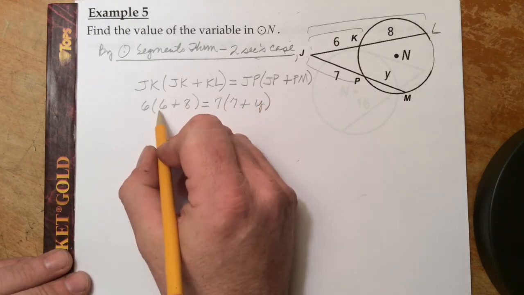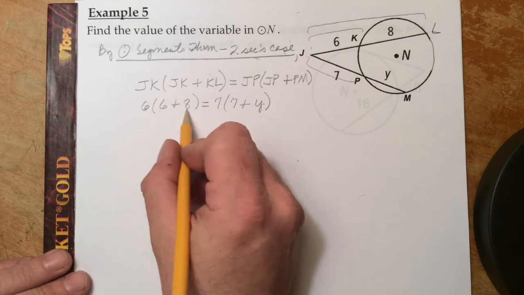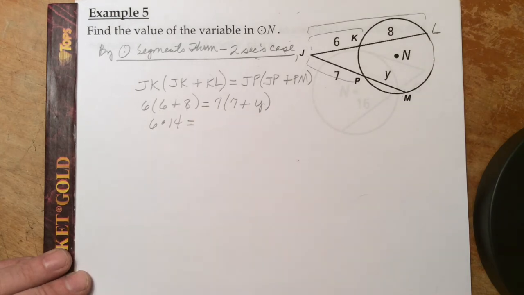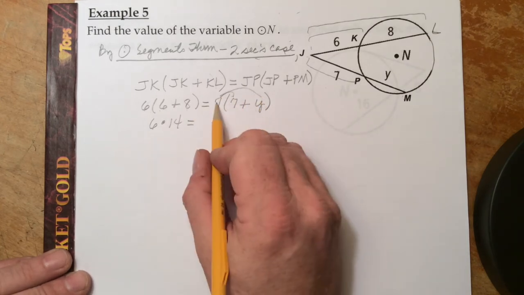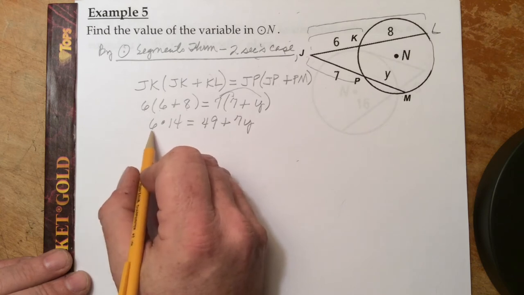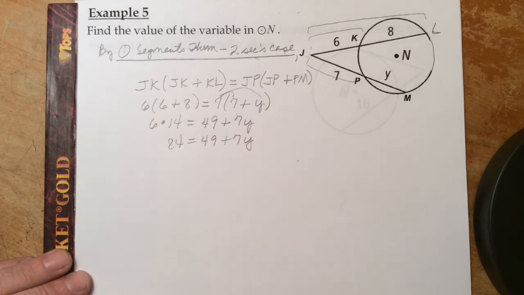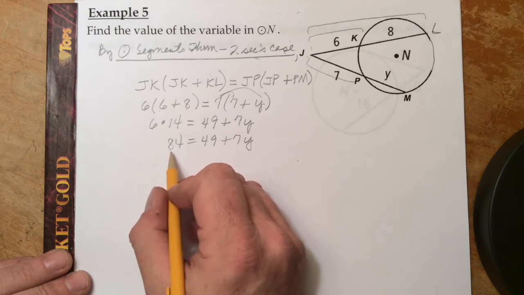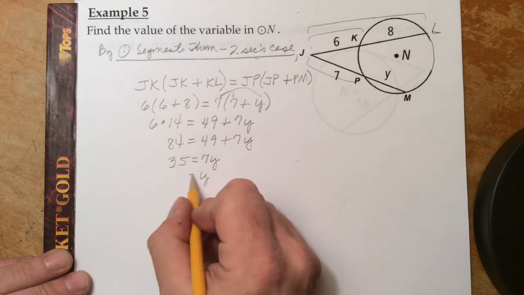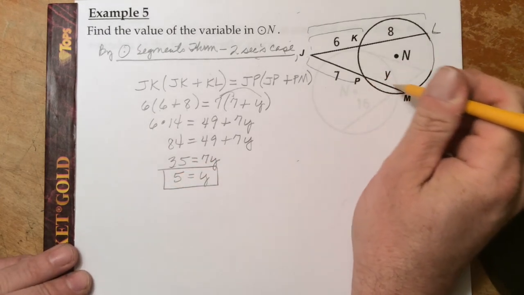To solve this equation, on the left side, we can use the distributive property, or since everything is a number, we can go ahead and use the order of operations. So this would be 6 times 6 plus 8 is 14, equals, on the right side we do have to use the distributive property because we have a variable. 7 times 7 is 49, plus 7 times y is 7y. Simplifying further, 6 times 14 is 84, equals 49 plus 7y. Now we have a 2-step equation. We subtract 49 from both sides, and on the left side we get 35. On the right side, 7y. Divide both sides by 7, and y is equal to 5. The value of the variable y in this circle, this chord right here, is 5.